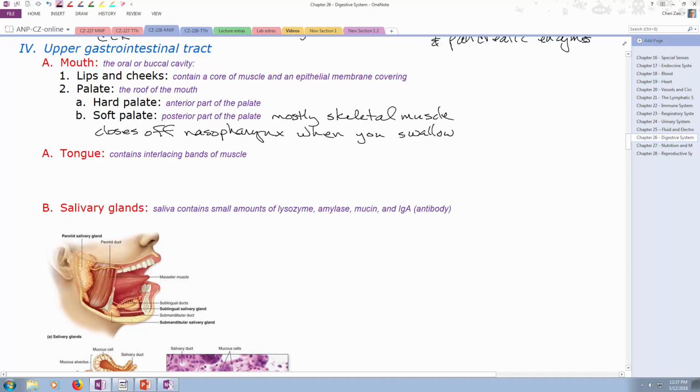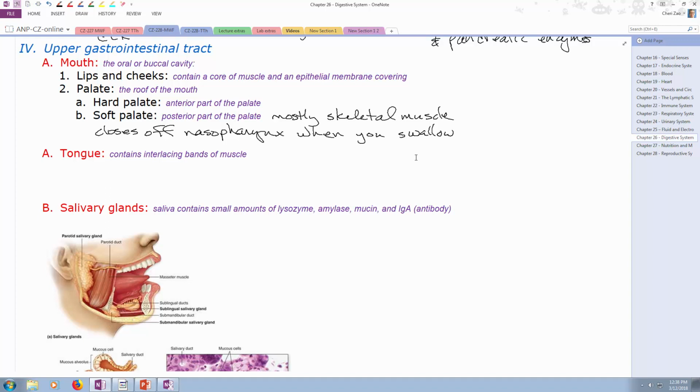If you did not have the soft palate doing that for you, when you swallow milk, for example, what would happen? It would go out and down, right? And so that nice little soft palate is doing us a very fine job of closing off that nasopharynx whenever we swallow. Tongue, interesting. You know what kind of muscle is in the tongue, correct? Skeletal muscle, because it's all under voluntary control.